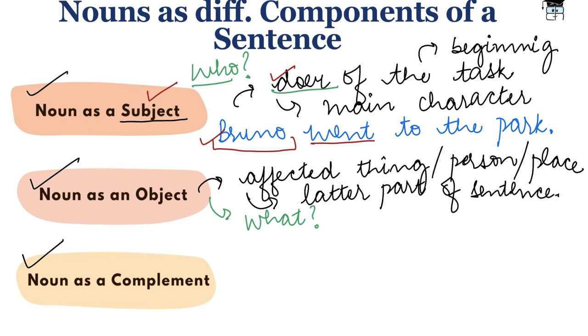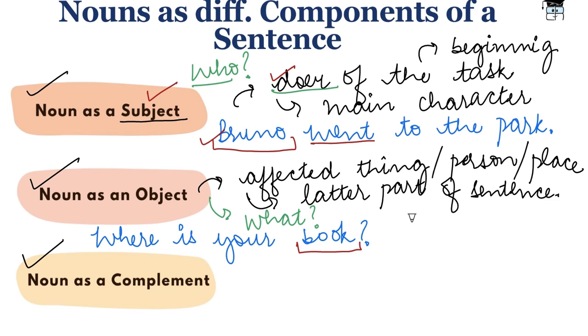Now, if I have to take an example of this, I will ask, where is your book? Now, in this sentence, if I look carefully at the noun, which is book, this noun is being affected in this sentence, right? They are asking about the book's location, the book's position. So, what is being affected? The book is being affected. So, the book here acts as an object in the sentence. It is a noun, but the noun took up the form of an object in the sentence.